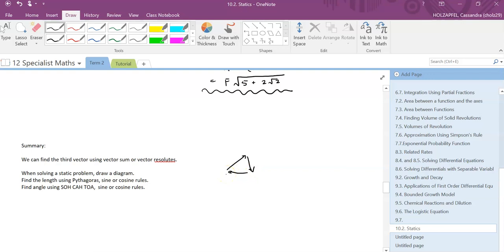Then we use the information that we have to find the length of the third vector, because the length of the third vector is going to be equivalent to the magnitude of the force. Lastly, we're going to find our angle using SOHCAHTOA, sine or cosine rules, and we do that to find the direction of that particular force.